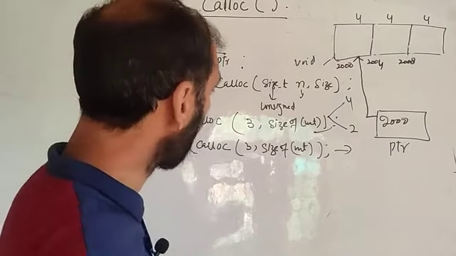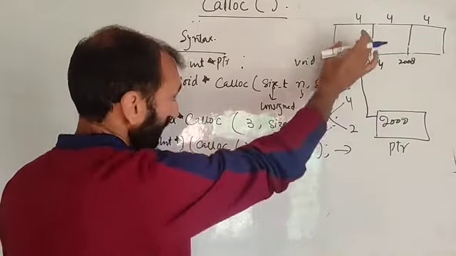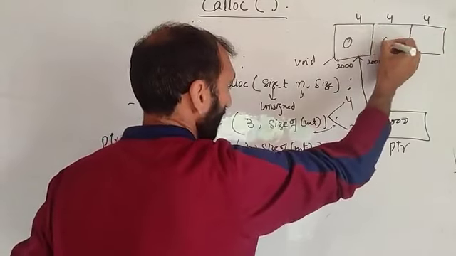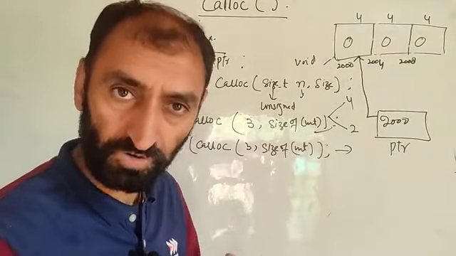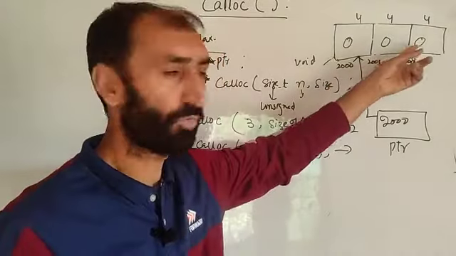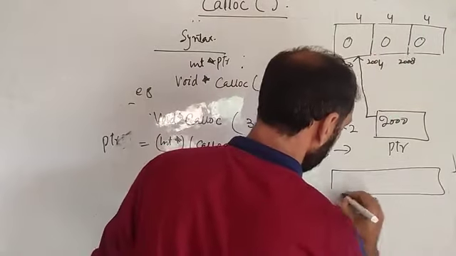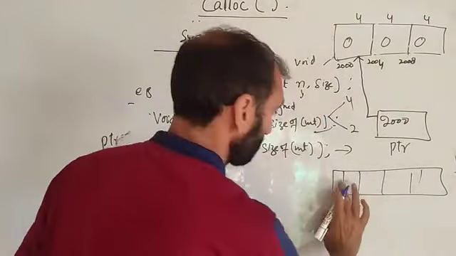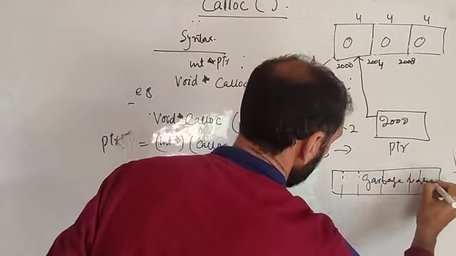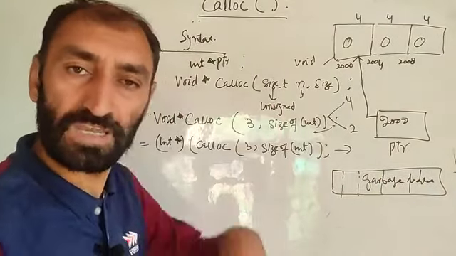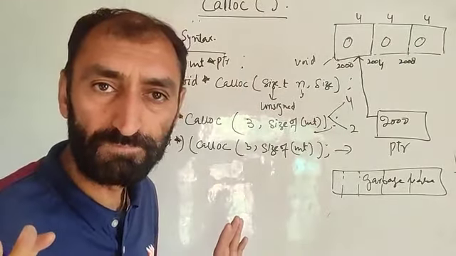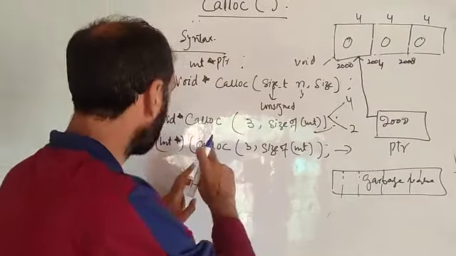And the fourth difference between malloc and calloc is that, by default, the blocks of the calloc function are going to be initialized with zeros. Whereas in the case of malloc, the blocks by default contain some garbage values. That means these values can be zero, negative values, or anything. But in the case of calloc, the blocks are initialized by default with zeros. This is another difference between calloc and malloc.